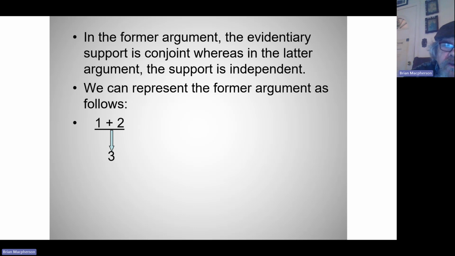And again, the arrow doesn't tell you whether that support is inductive or deductive. It just tells you that 1 and 2 together support 3. Okay? And that seems to be a reasonable representation of the argument. So again, what you're trying to do is to represent the argumentative structure of that passage. And so it's 1 and 2 together support 3.